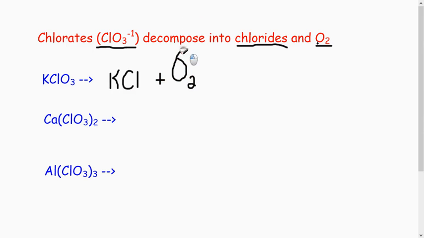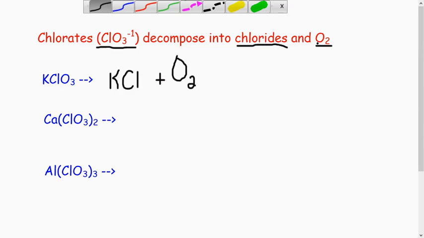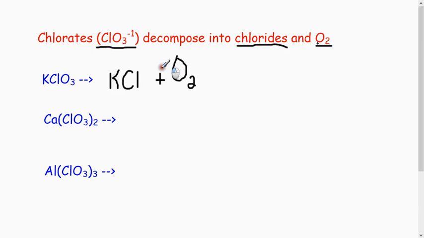And then I need to look at balancing. I have 1 K on the left, 1 K on the right, 1 Cl on the left, 1 on the right. However, I have 3 oxygens on the left and only 2 on the right. So to balance this, I need the least common multiple of 2 and 3, which will be 6, which means I'm going to need a coefficient of 3 in front of the O2 to give me 6 oxygens, and a 2 in front of the KClO3. That also changes the potassiums and the chlorines, so I need a coefficient of 2 in front of the KCl.